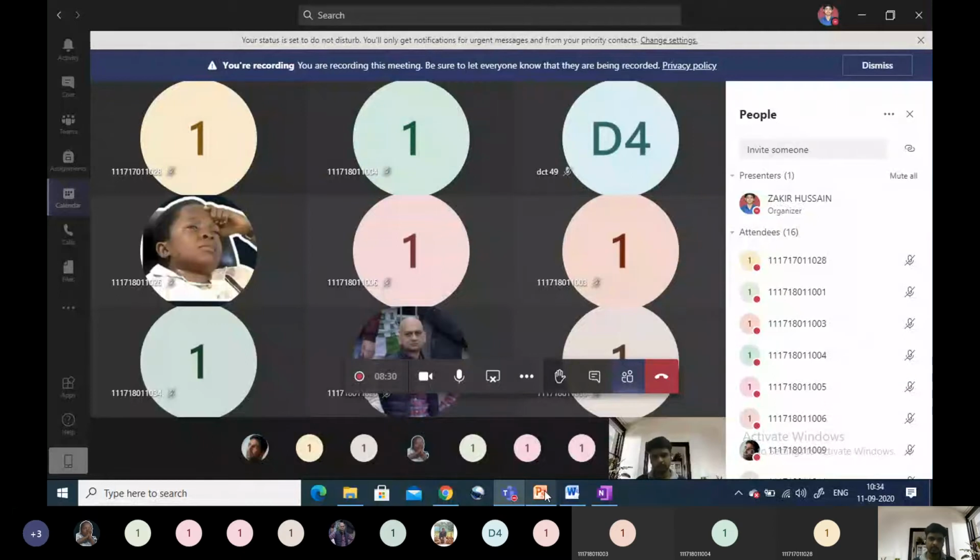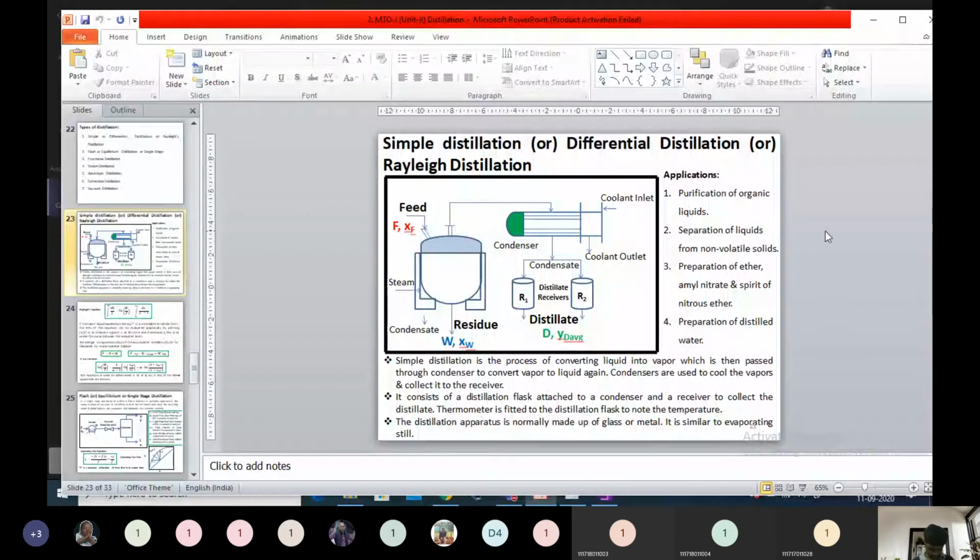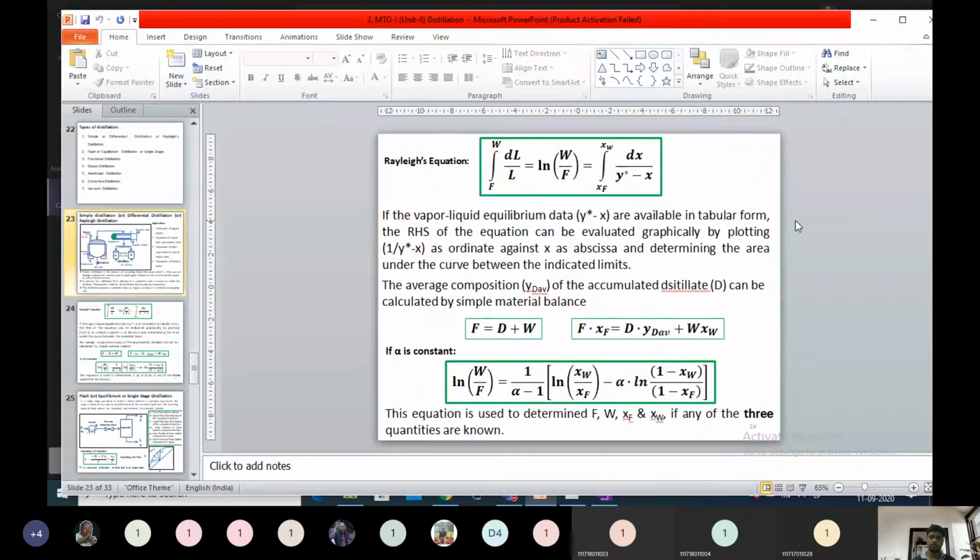Good morning, everybody. In the last class, we saw simple distillation, or differential distillation, also called Rayleigh's distillation, in which we derived Rayleigh's equation and tried to solve problems based on it.